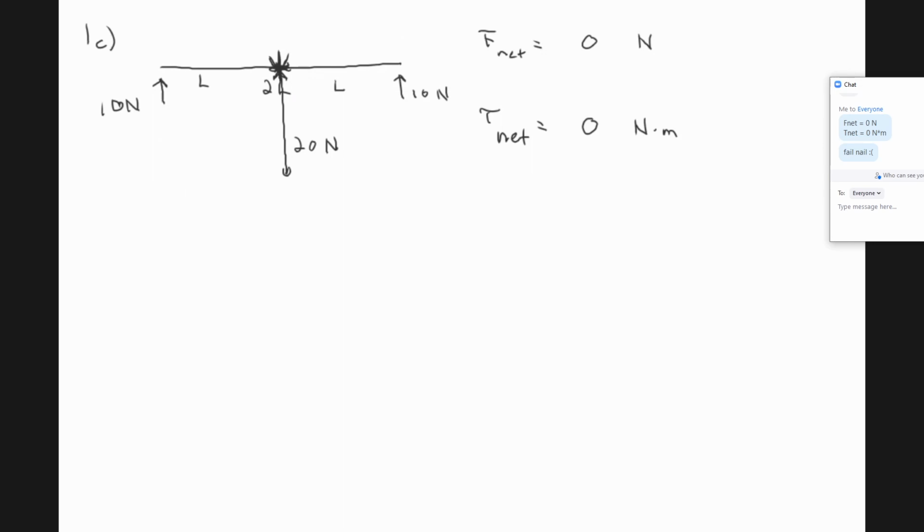But yeah. And then net torque, same thing again. This is counterclockwise. This is clockwise, and they're going to cancel each other out. Negative 10L plus positive 10L gives me 0 net. So what type of equilibrium are we in here? Translational, rotational, or static? Very good, right? Now we're completely stationary, right?